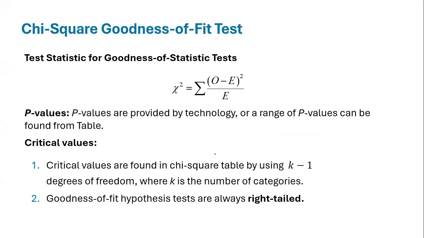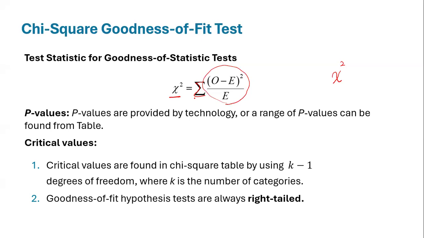The test statistic comes from this formula. This is the notation for the chi-square test. It's like a fancy x with a square on top of that, so we call this one the chi-square. And it's equal to the sum of the observed minus expected, squared, divided by the expected. So we have to find this result for each category, and then at the end, add all of the answers for each category.